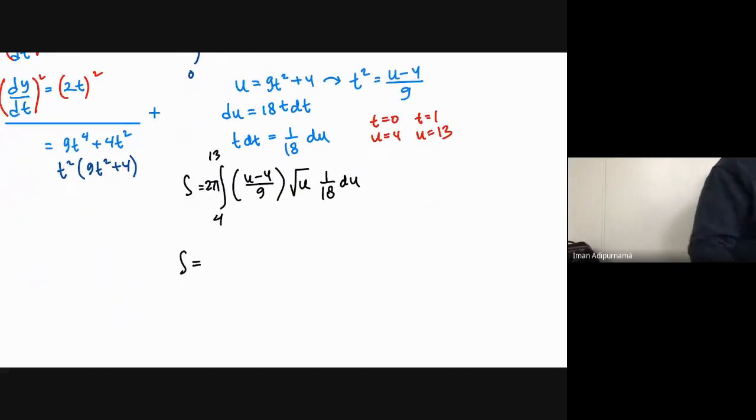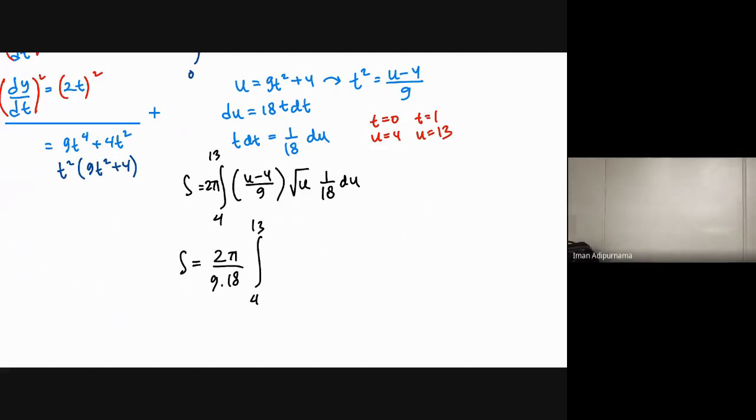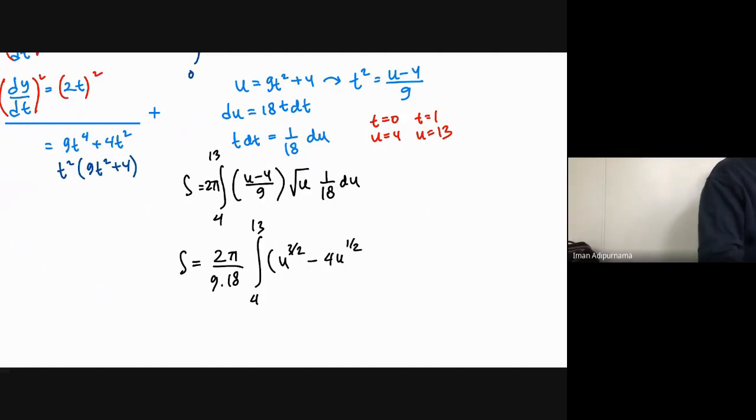So we can simplify 9, 18. Let me move here. Still have 4. And I will multiply u minus 4 with square root of u. Okay. So we will have u to the 1 plus half is 3 over 2, minus 4 u to the half.